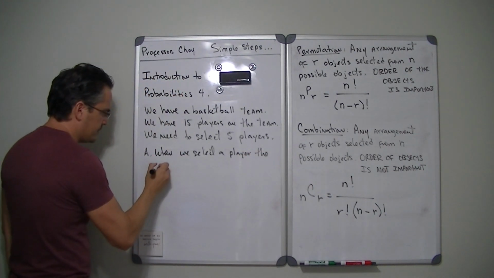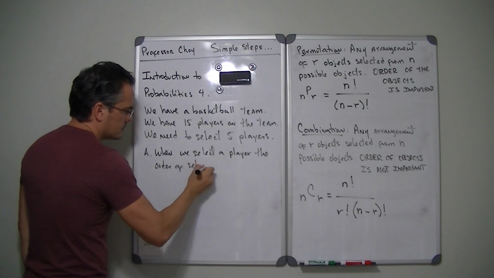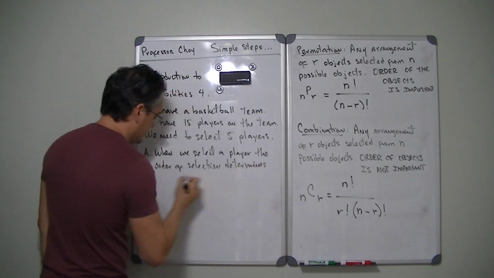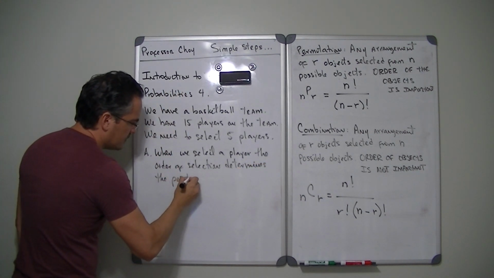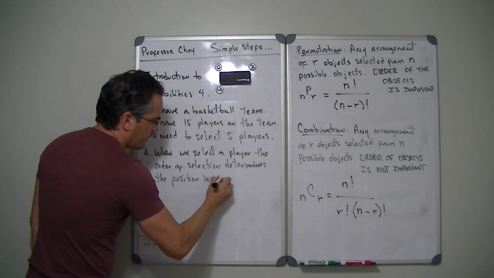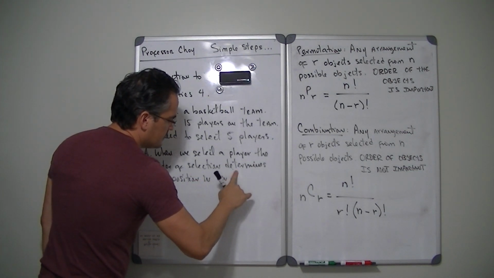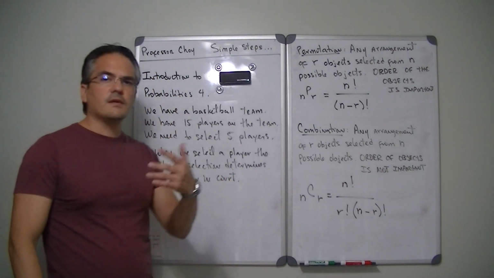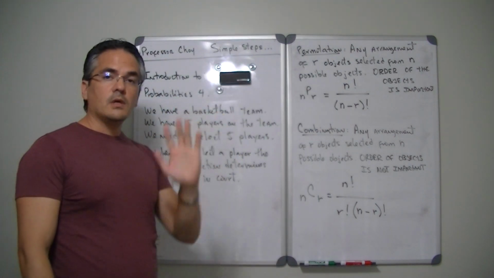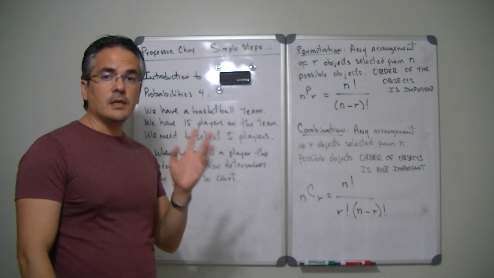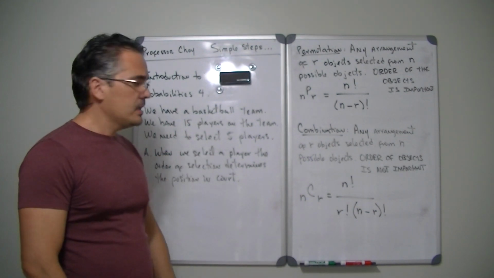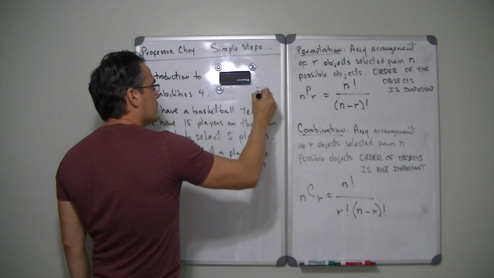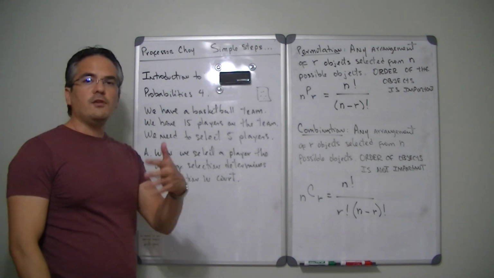the order of selection determines the position on the floor. So the position on court is determined by the moment in which you selected the player. So basically the first player that I picked will be, I don't know, forward. And then the second player that I pick will be defense and so on. Okay? So the positions on the floor will depend on when you pick the player.